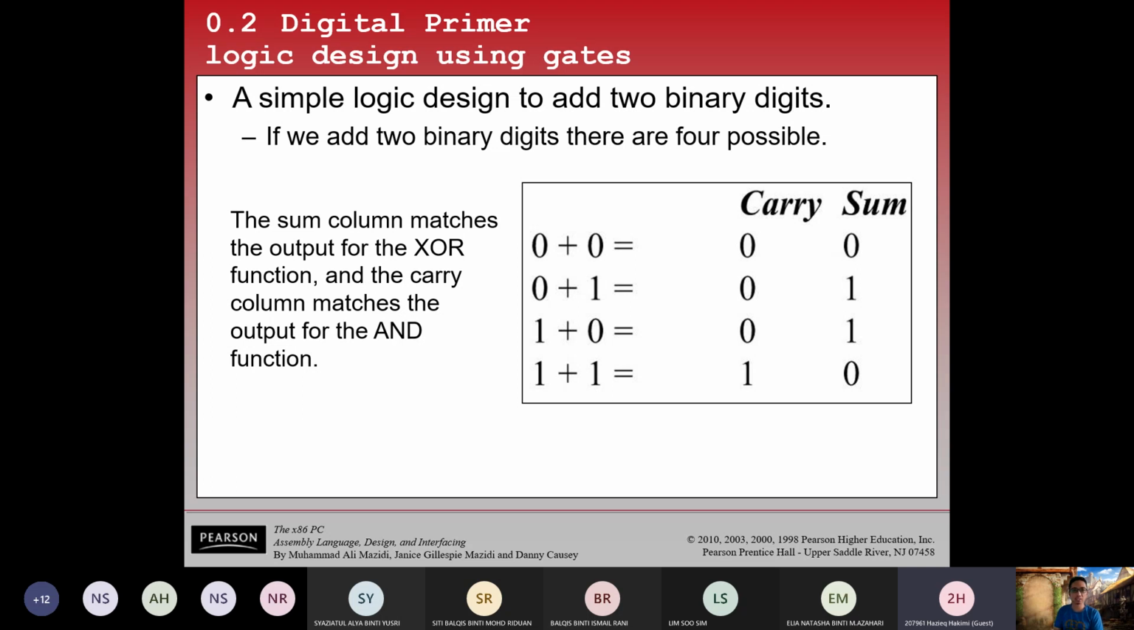So this is what we have in the arithmetic logic unit, the ALU, as I mentioned previously. We have the logic unit, and arithmetic means it involves calculation. With the logic unit, then you get the results.